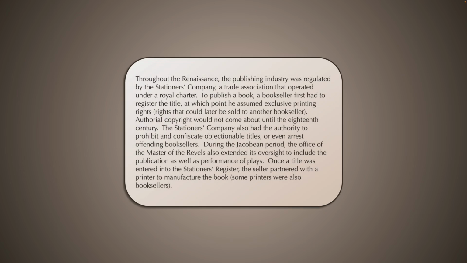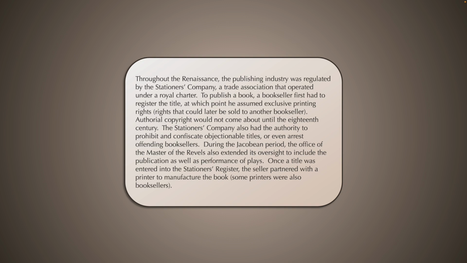So throughout the Renaissance, the publishing industry was regulated by an organization known as the Stationers' Company. I mentioned the Stationers' Company before. This was a trade association that operated under a royal charter, sort of like a guild. So to publish a book, or at least to publish a book and claim the right to be the exclusive publisher of that book, a bookseller first had to register the title with the Stationers' Company, at which point he assumed exclusive printing rights. And then he also had the right to sell those rights to another bookseller later, if he so chose. So authorial copyright would not come about until the 18th century.